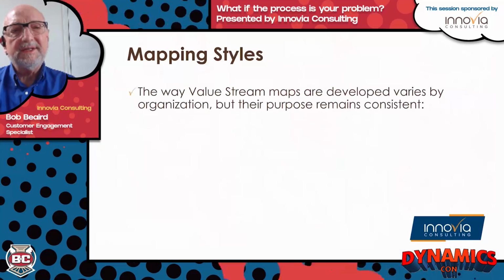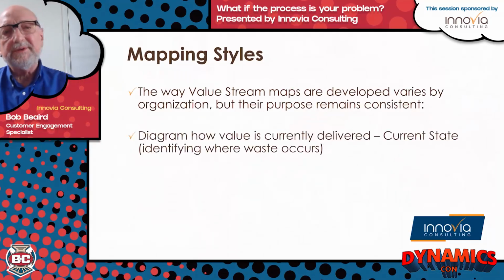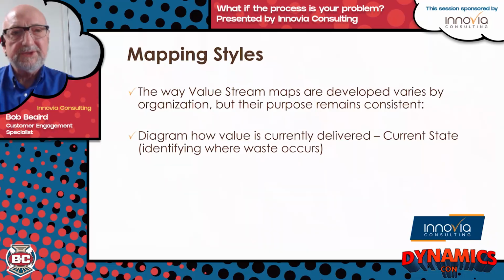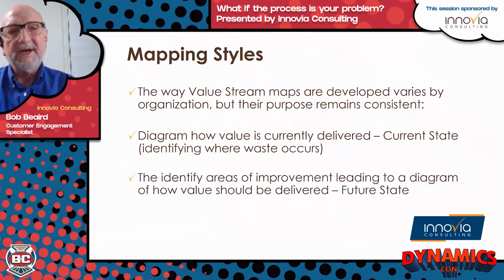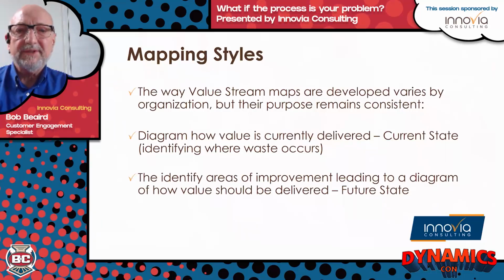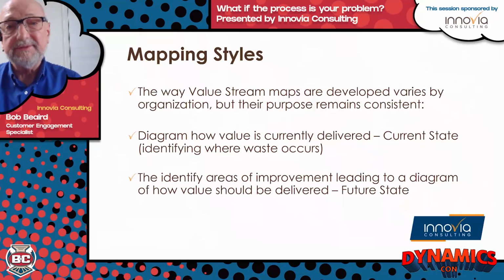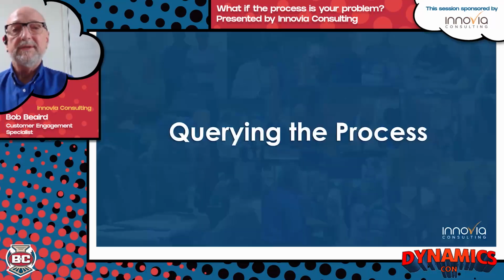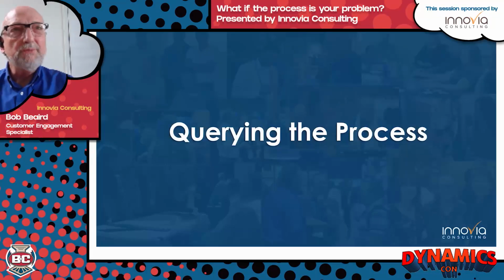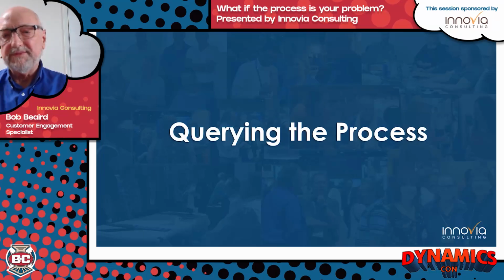So as I said, value stream maps vary by the organization, but the real purpose is how is value delivered? What's the current state? Where does waste occur? And then identify areas of improvement, identify issues, disconnects, so you can imagine, at least develop requirements for the future state, right? And maybe draw a future state map. So as you're mapping a process, what should you be asking? What should you be investigating? So that's the querying the process.